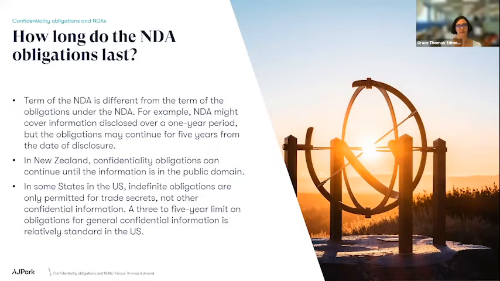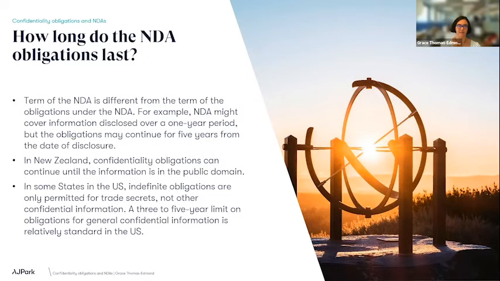So we would usually say they last until the information enters the public domain. So the information is protected for as long as it is confidential. Now, I'm not a US lawyer, but my understanding is that in some states in the US, they won't enforce perpetual confidentiality obligations, except in relation to trade secrets. So if you see an NDA coming out of the US, it usually has a time limit on obligations of confidentiality. It's often between 3 and 5 years.